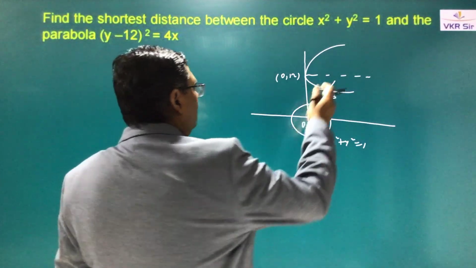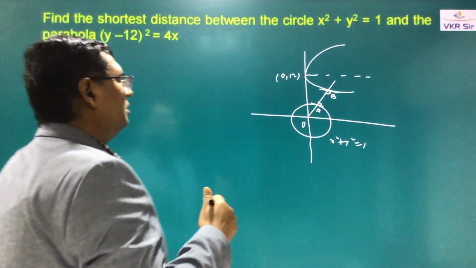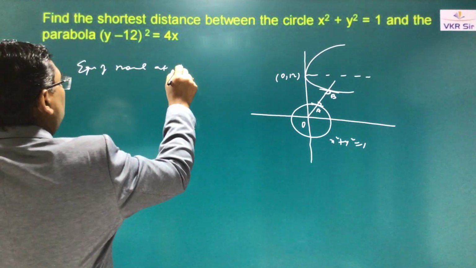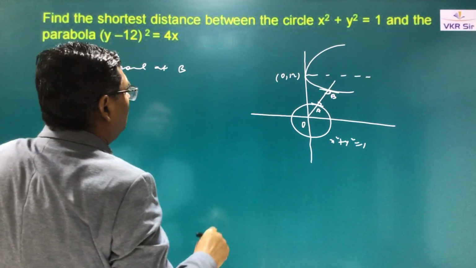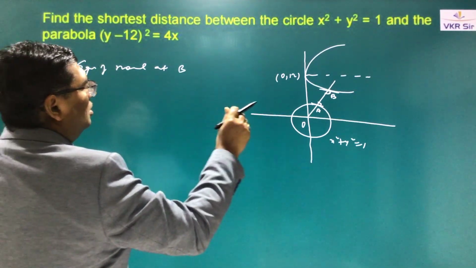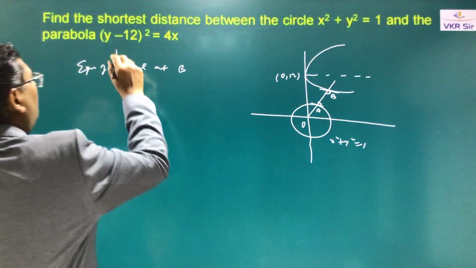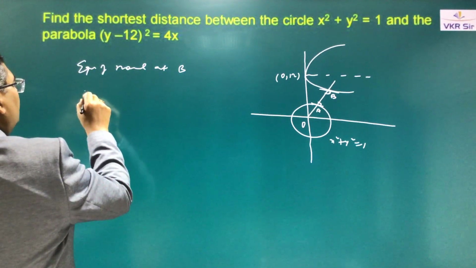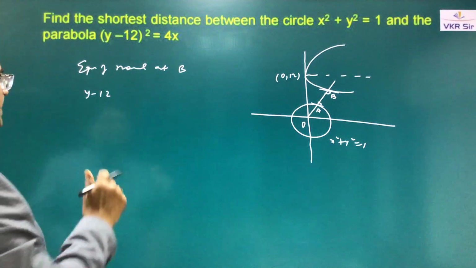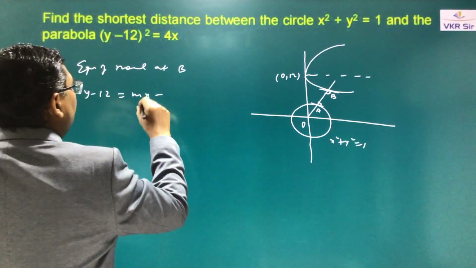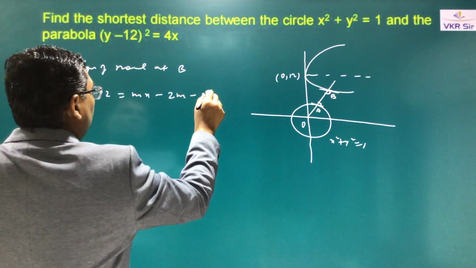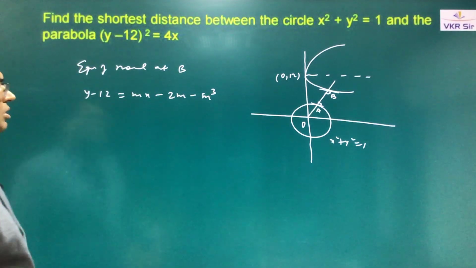So what we will do, we will write the equation of the normal on this curve. How do we write the equation of normal? Equation of normal at B on the parabola. A point B can be chosen like this. How do you calculate with a shift here? We write the equation like this, y minus 12. The formula is y is equal to mx minus 2am minus am cube, isn't it? A is 1 here. So this is the equation of normal at B.